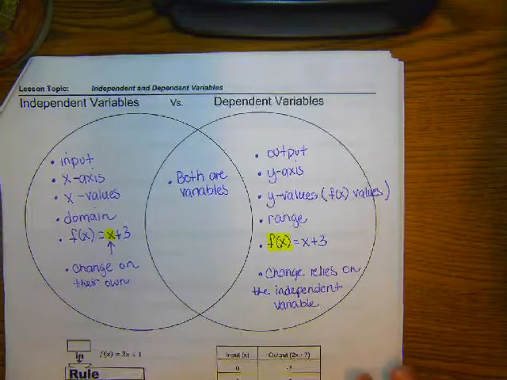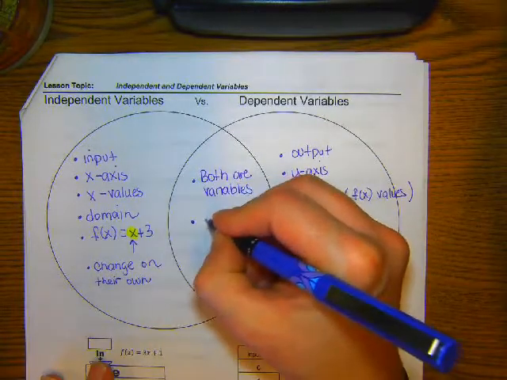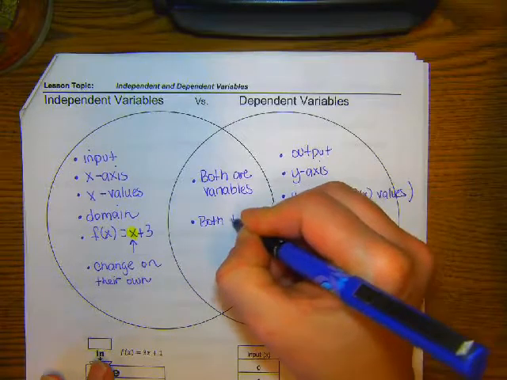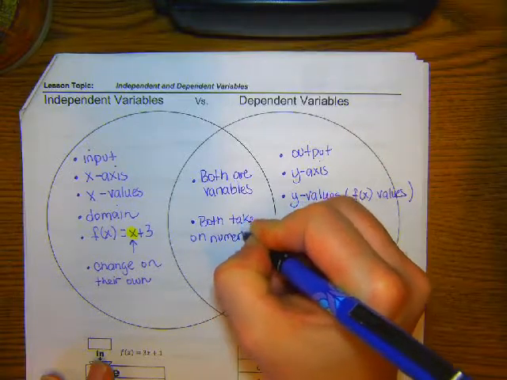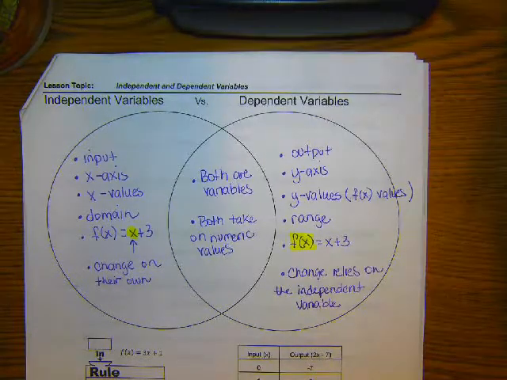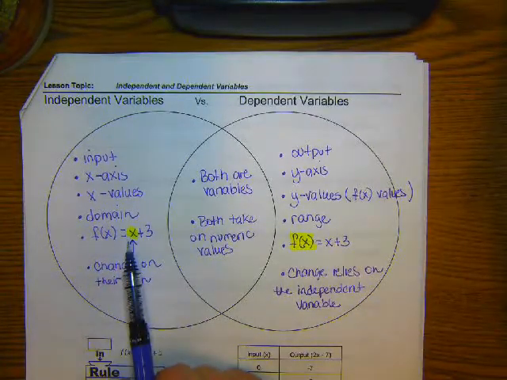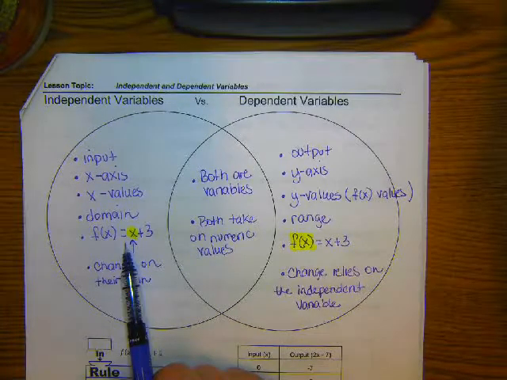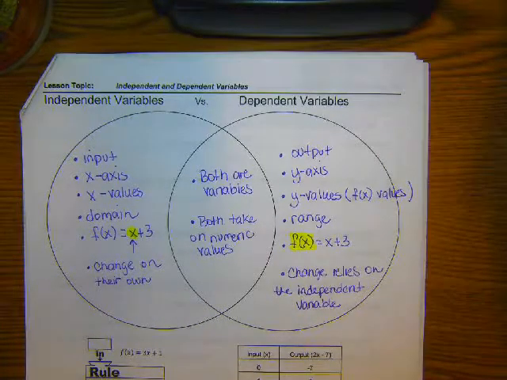Another way that they're the same is, for our purposes, both independent and dependent variables are going to take on numeric values, meaning that we are going to put numbers in their place. When we put the numbers in for x, we sometimes will choose those numbers, or maybe your teacher will choose them for you. The y's or the f of x will depend on what we pick for those x values, but both of them are going to take on numeric values.